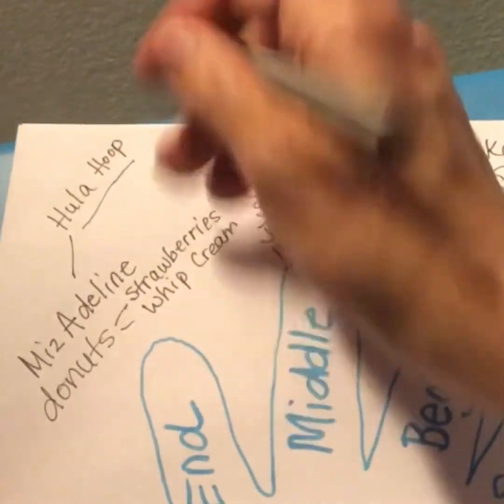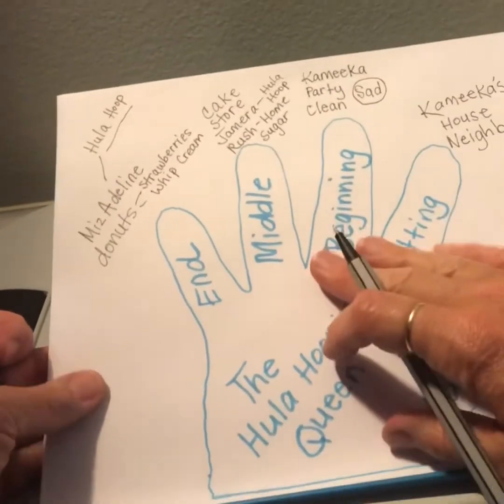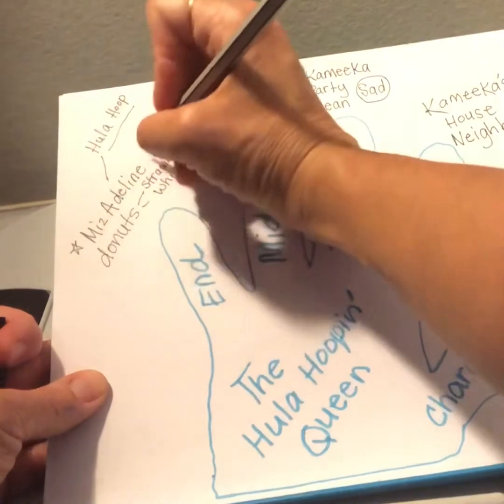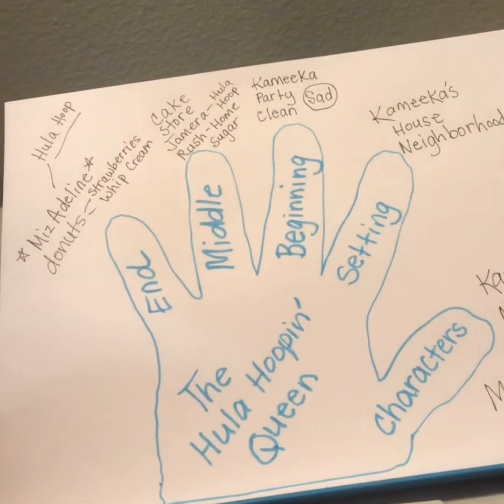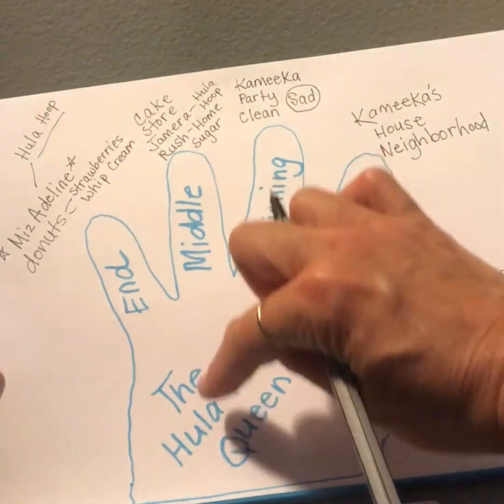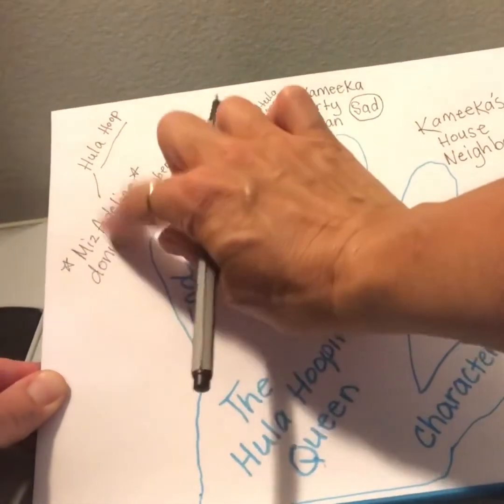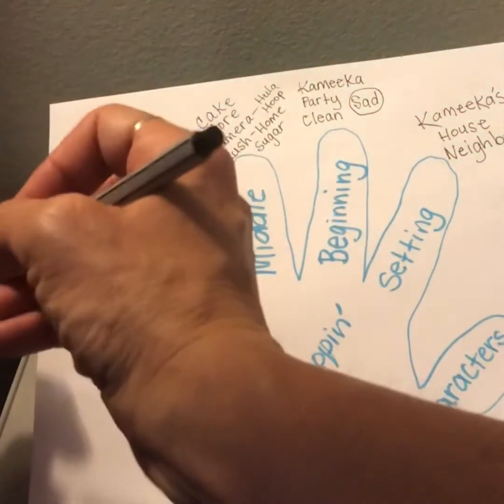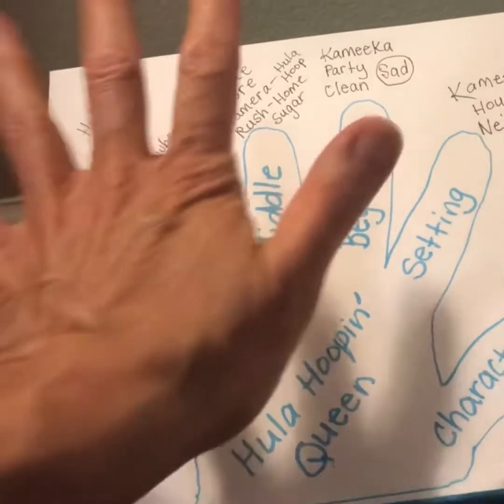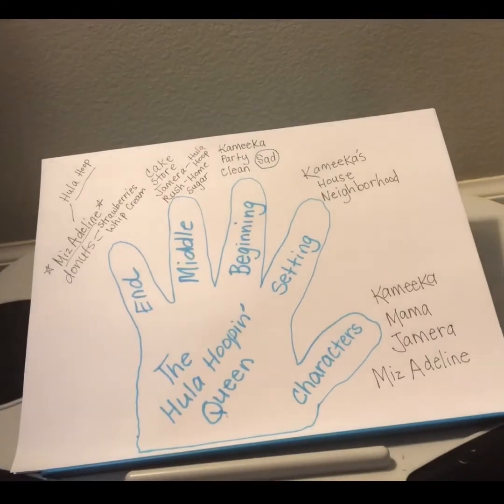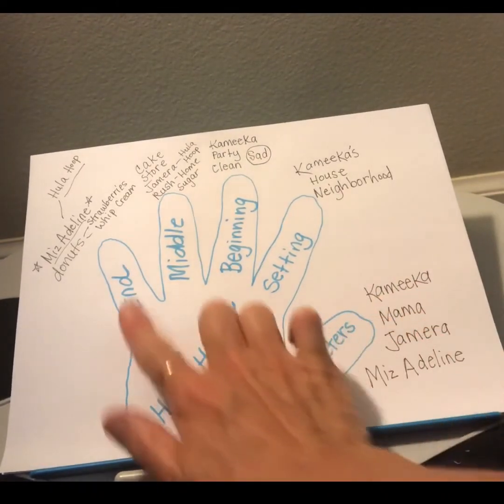Everyone starts hula hooping. And in the end, they find out Miss Adeline is very good at hula hooping, and that's probably who the hula hooping queen should be, is Miss Adeline. And everyone is so happy. That's our 5-finger retell.